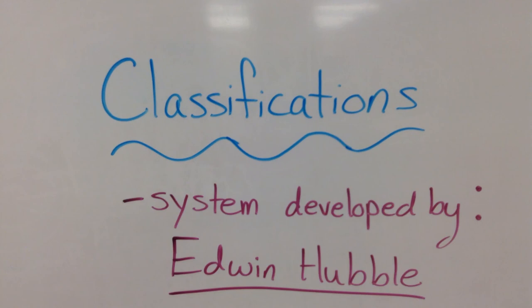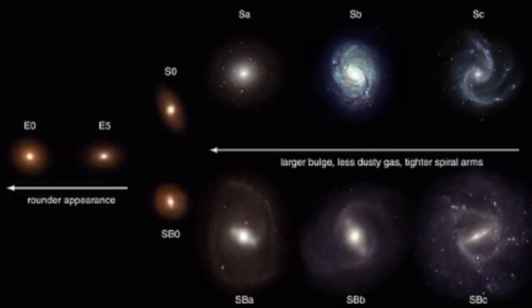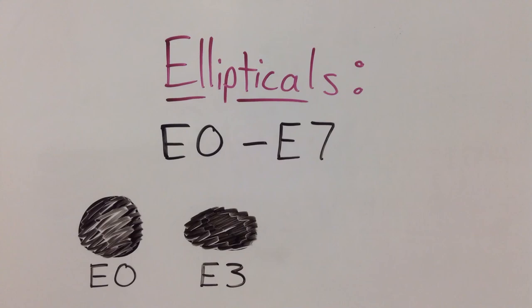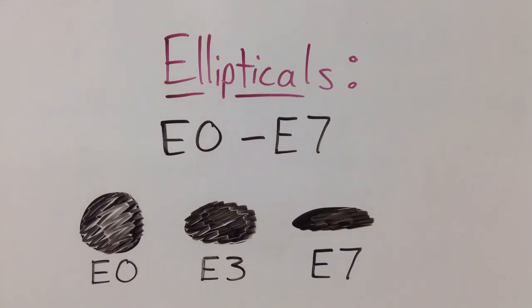Edwin Hubble invented a system that classifies and organizes galaxies based on their type and characteristics. On the left of the diagram are the elliptical galaxies, designated by the letter E and a number. The larger the number, the flatter the elliptical galaxy. These classifications can range from E0 to E7. An E0 galaxy is basically a sphere, while an E7 is highly elongated.